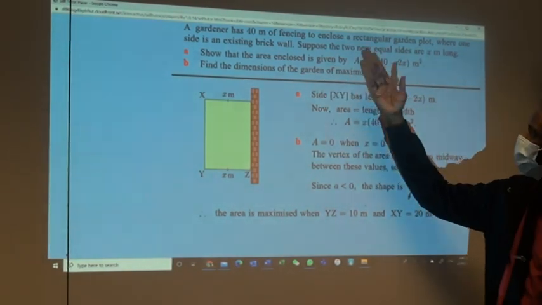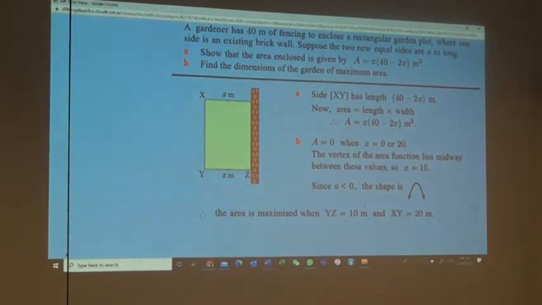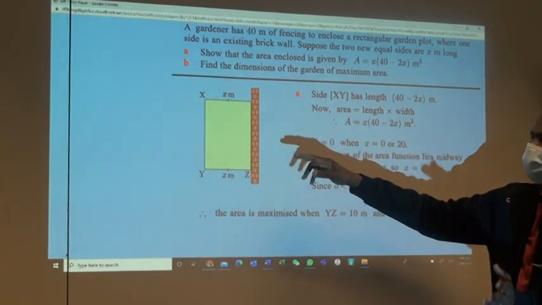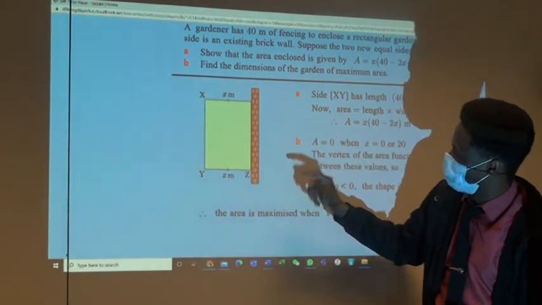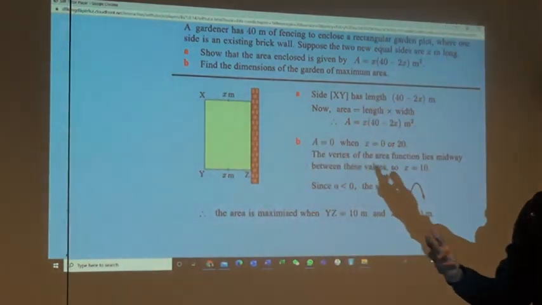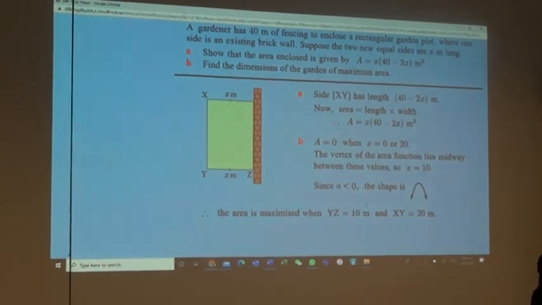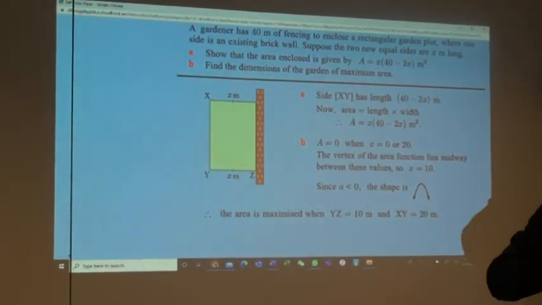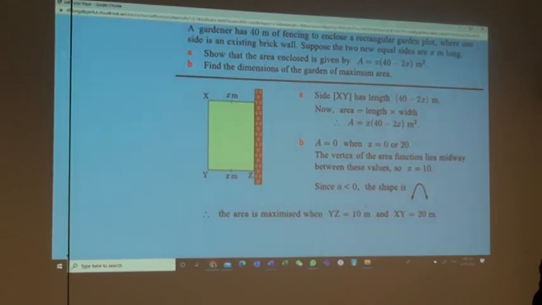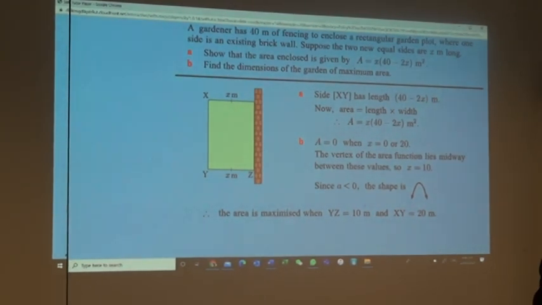Find the dimension that maximizes the area. Find the dimension of the maximum area. What dimension makes the area the biggest possible? Because of course, you can have different areas, depending on what you use this for, how long you make this. You understand what I'm saying? You can have different areas. But what dimension will give you the biggest possible area? Do you understand what I mean?